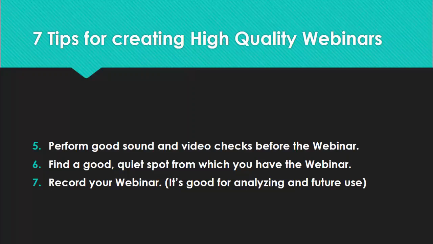The sixth tip would be to find a good quiet spot from which you have the webinar. For example, a very good room where you can talk, where nobody will disturb you. That would be a very good idea. Somewhere where the sound doesn't have echo or things like that. But the most important thing is for other people not to interrupt or disturb you, or someone to pass behind your back and their phone to start ringing, things like that. So you need to find a good quiet spot.